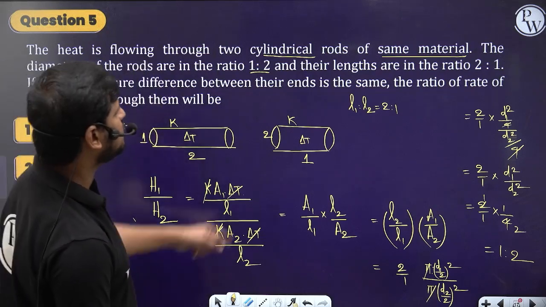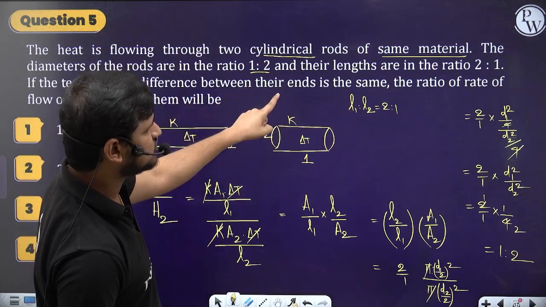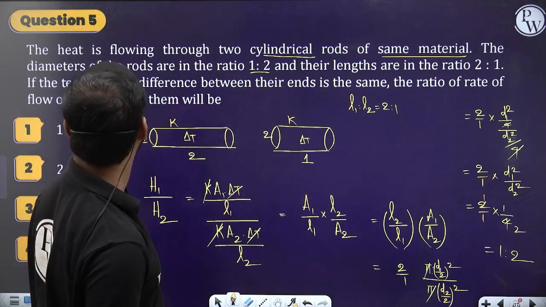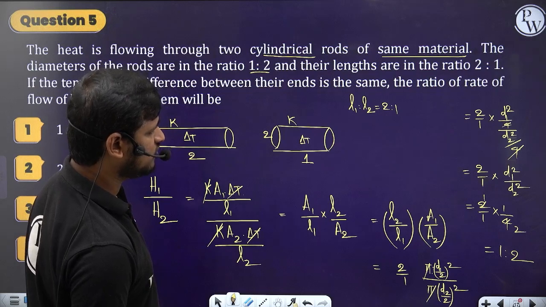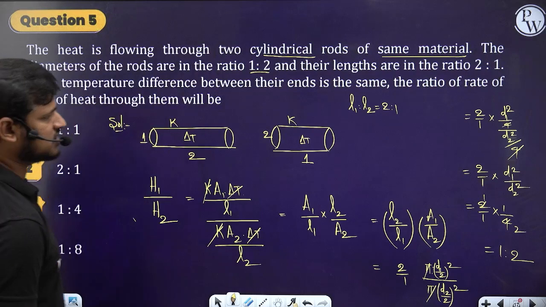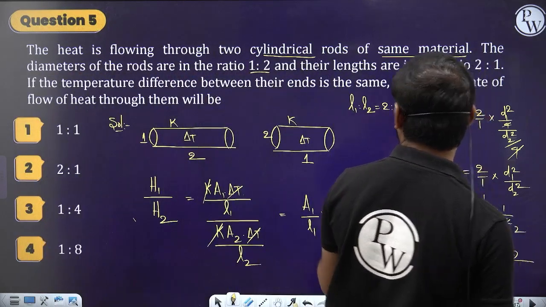L1 is to L2 is 2 by 1. Yes. The diameters are in the ratio 1:2, so 1 by 2 whole square. Here some option is given wrong, I guess. This is 4, so 2 by 1. The lengths are 2 by 1 only.